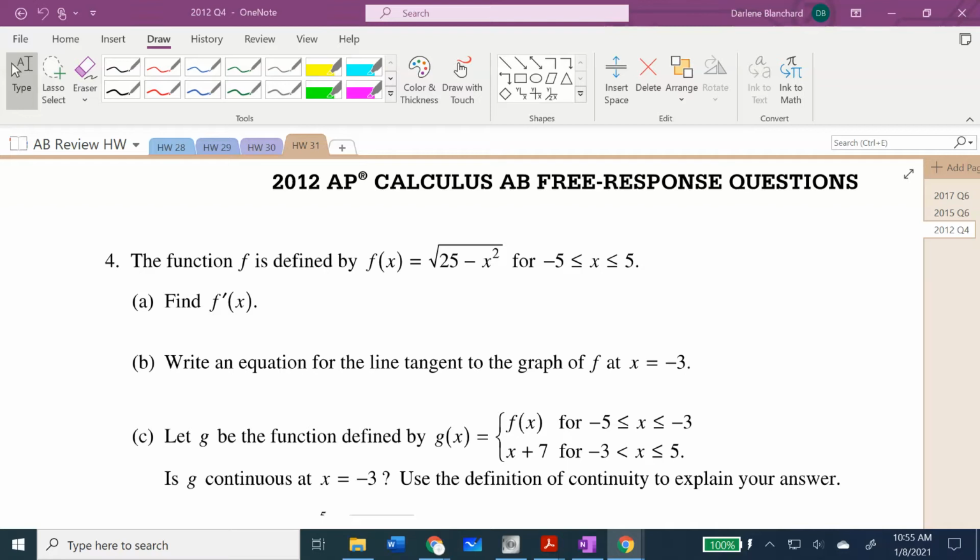2012 problem number 4. The first thing you are asked to do is find the derivative of the function.